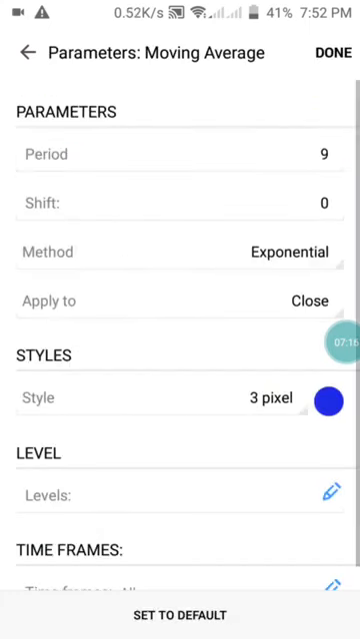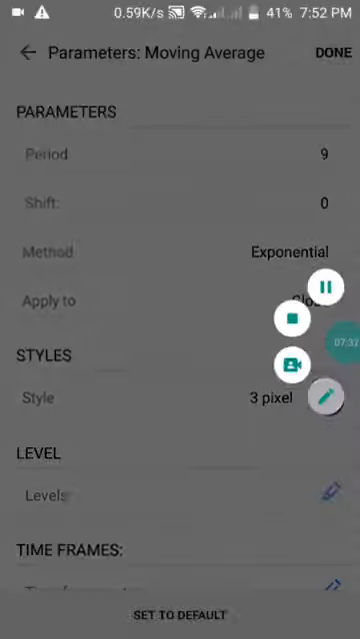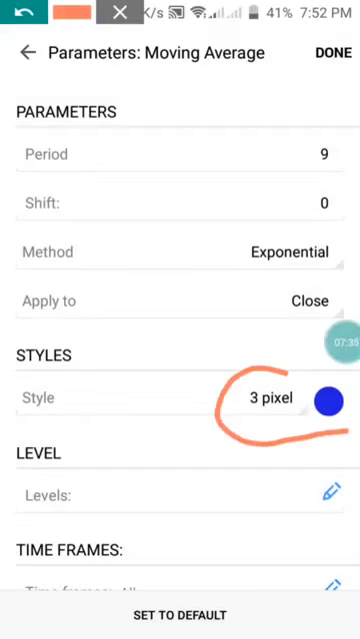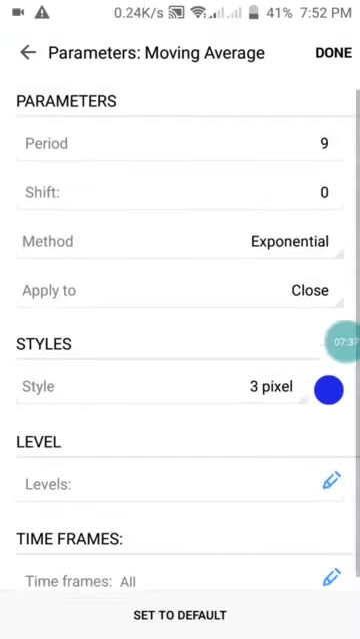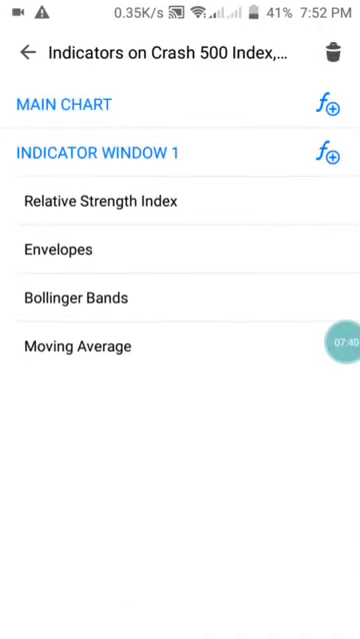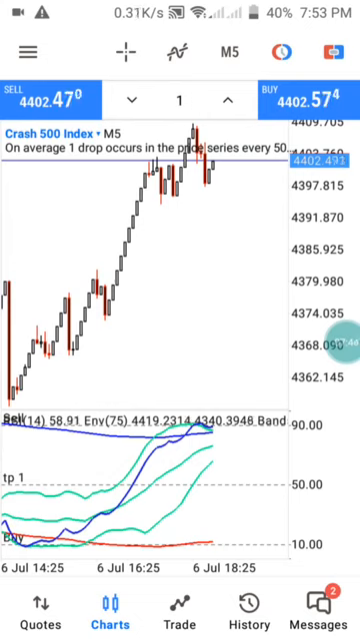So after this, we have our moving average, which is the last indicator that we are going to be adding to our indicator window 1. We have our period to be 9. We have our shift to be 0. We have our method to be exponential, and we have apply to close. So you see this, you can choose any color of your choice at this particular area, and with that you can press on done. So after setting it like this, you have it the way I have it here on the same chart.